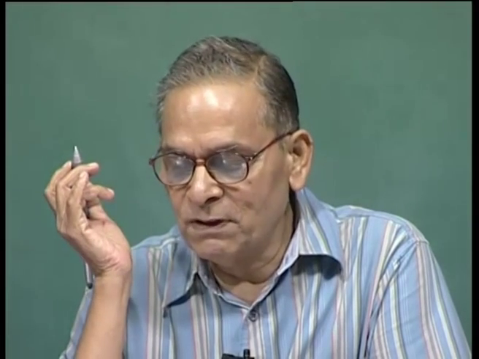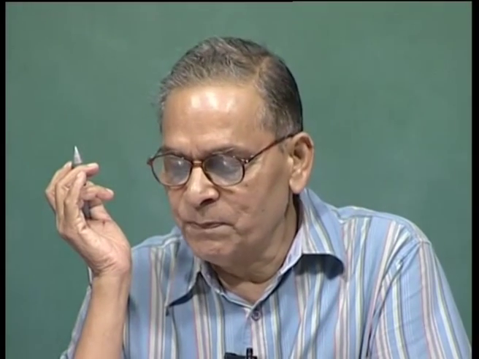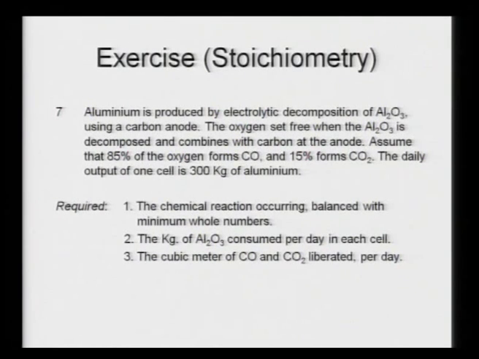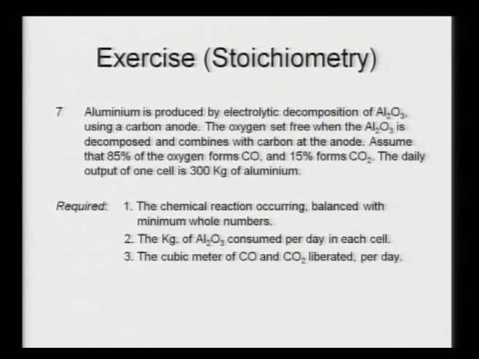This problem 7 is about the aluminum which is produced by electrolytic decomposition of Al2O3 using a carbon anode, and what you have to calculate is the chemical reaction occurring balanced with minimum whole numbers. You are not required to round off, but you have to find a chemical reaction with minimum whole numbers, and kg of Al2O3 consumed and cubic meter of CO and CO2.